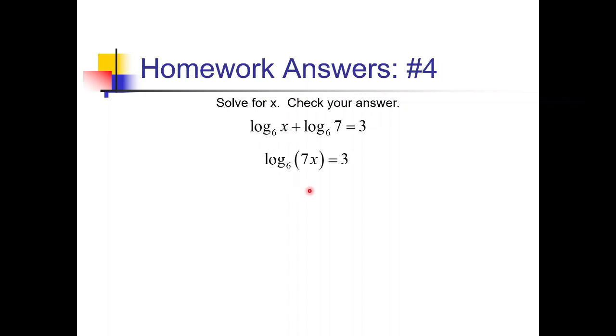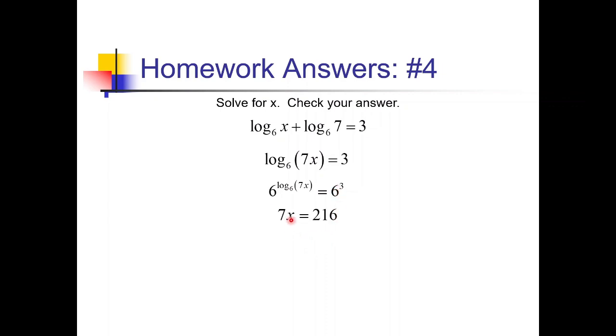And at this point, I'm going to get rid of the logs by raising the base of 6 to both sides of the equation. Or you could put it in exponential form. It all accomplishes the same thing. So I'm going to have 6 to the left side equals 6 to the right side. On the left side, the 6 and the log base 6 cancel out, leaving me with just 7x, which is nice. On the right side, 6 to the third, I believe, is 216.